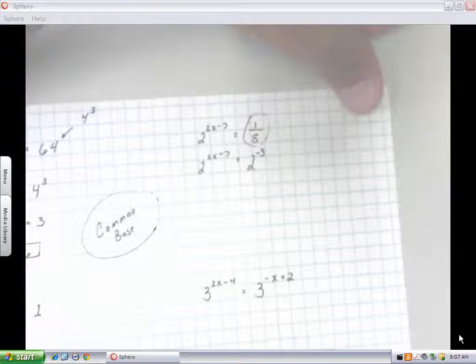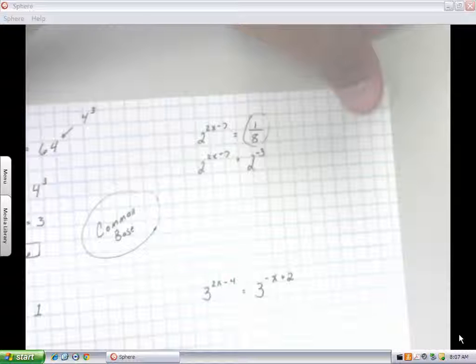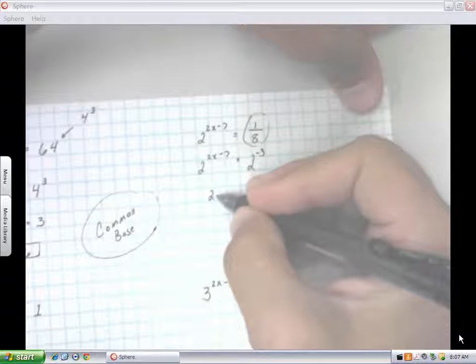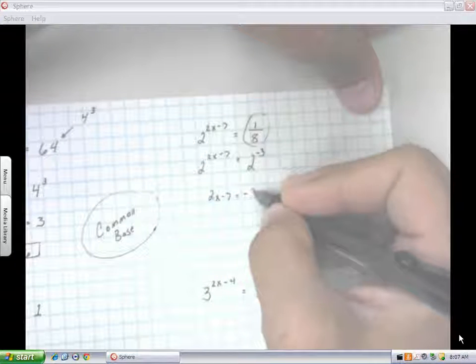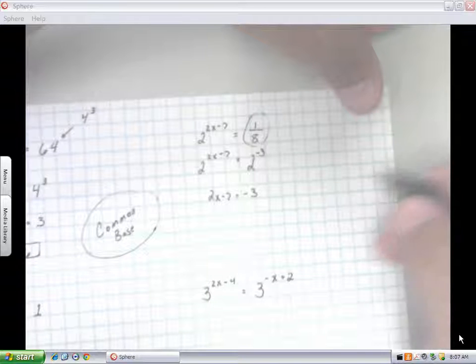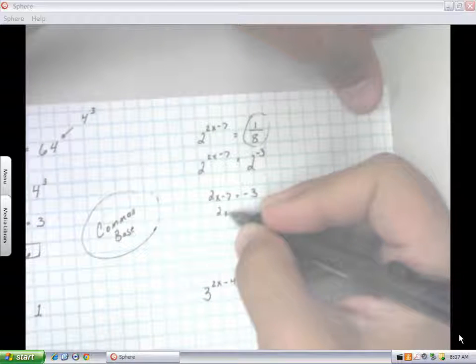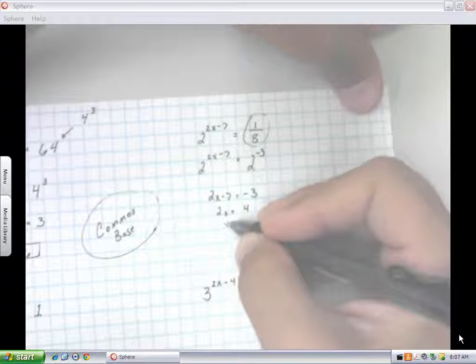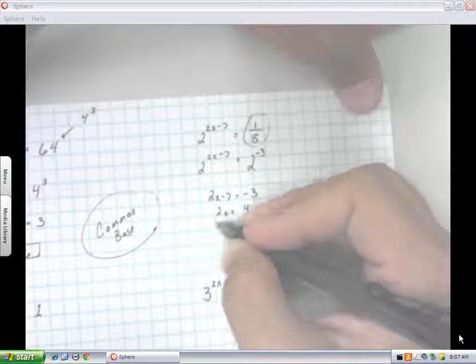So now again the bases are the same. I can just focus on the exponents. I need 2x minus 7 equal negative 3. So I'll add 7. I'll divide by 2. So my solution is x equals 2.